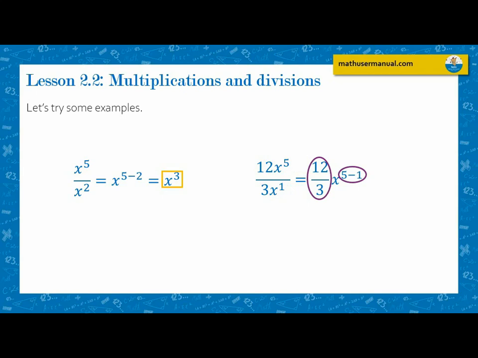12 divided by 3 is 4, and 5 minus 1 is also 4. So we get 1 over 4 times x to the power of 4. But we can actually simplify a bit further, because this is x to the power of 4 divided by 4.